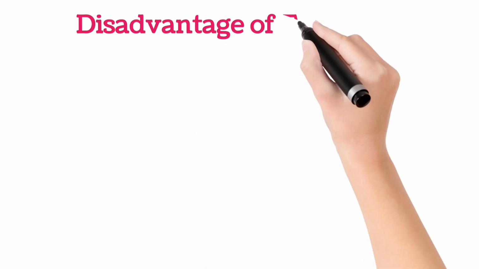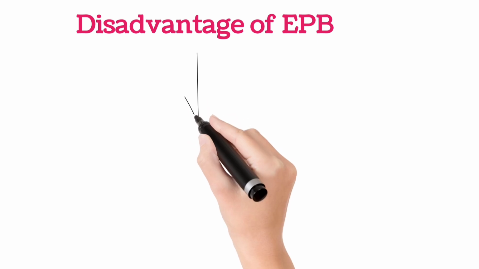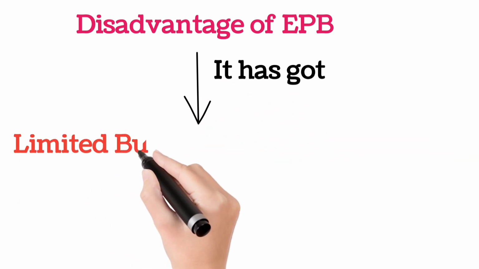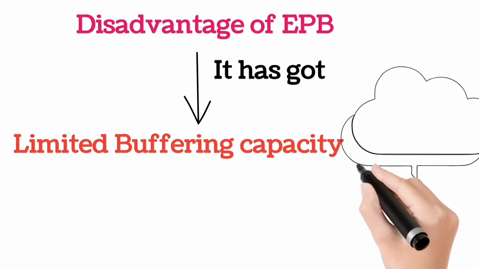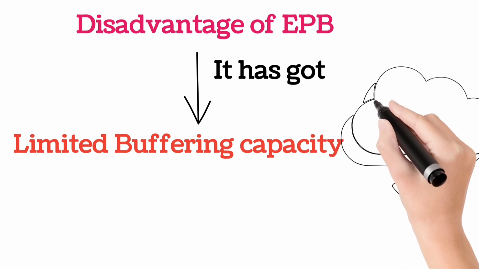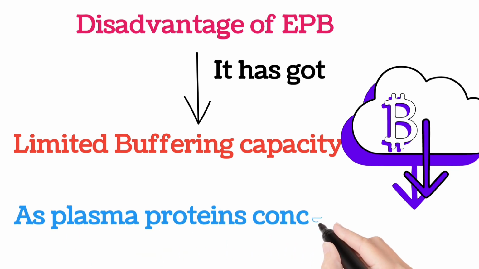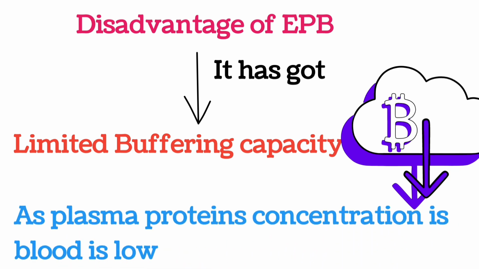However, there is a disadvantage of the extracellular protein buffer. The disadvantage being that it has a very limited buffering capacity. This is because the plasma proteins in our body are present in a very low concentration.